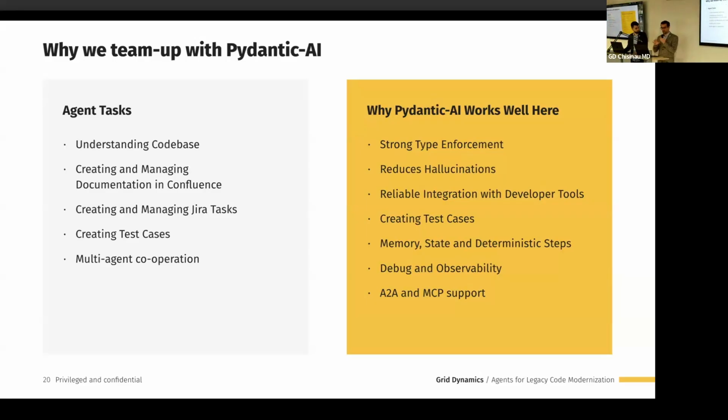First of all, what we are doing here with our agency is understanding the code base, creating and managing documentation. We use Confluence because I believe that Confluence is the most standard platform for this. Create Jira tasks, help our vibe coding or coding agent, act as a coding agent support engineer, and then make the multi-agent coordination work. So those are our business requirements.